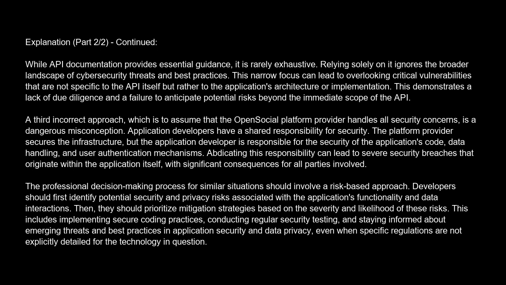The professional decision-making process for similar situations should involve a risk-based approach. Developers should first identify potential security and privacy risks associated with the application's functionality and data interactions. Then, they should prioritize mitigation strategies based on the severity and likelihood of these risks. This includes implementing secure coding practices, conducting regular security testing, and staying informed about emerging threats and best practices in application security and data privacy, even when specific regulations are not explicitly detailed for the technology in question.